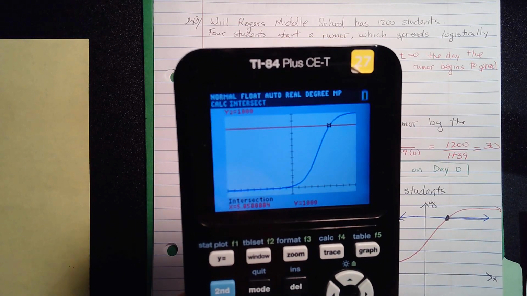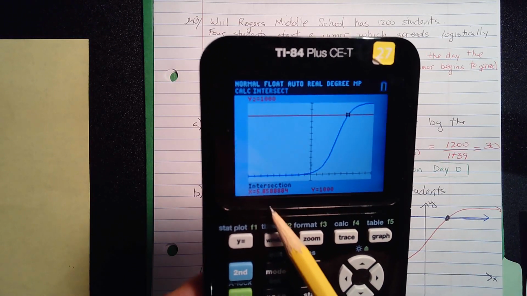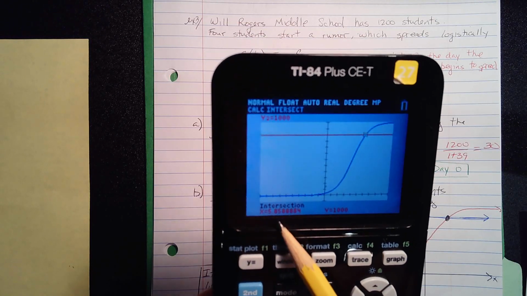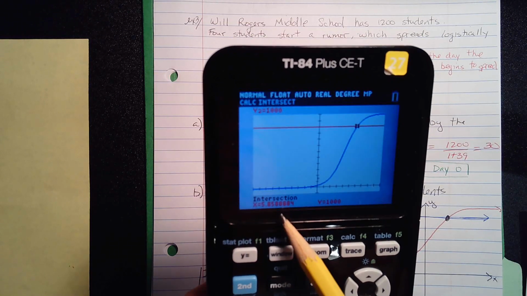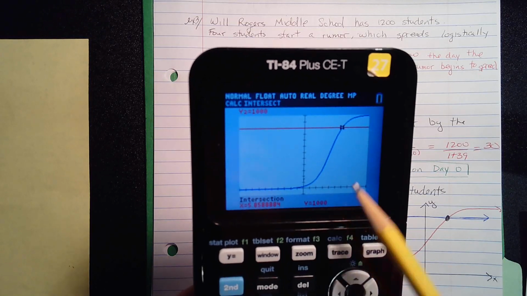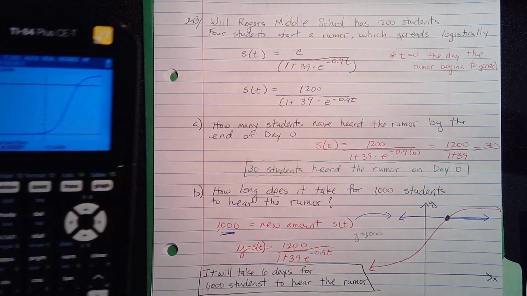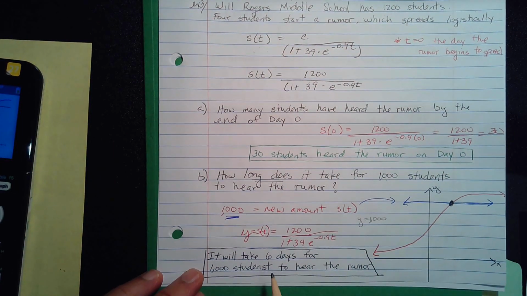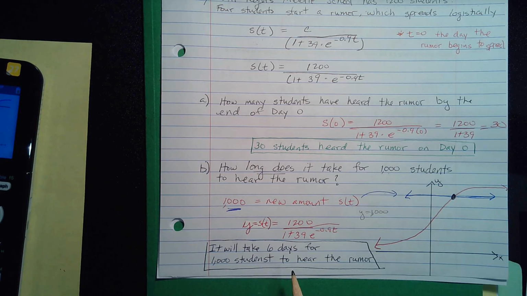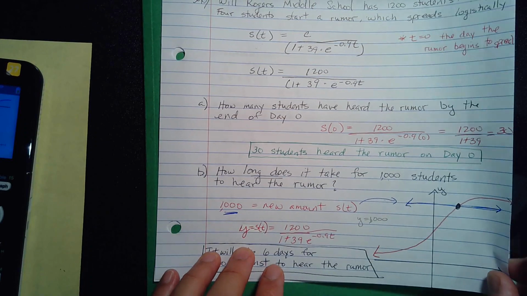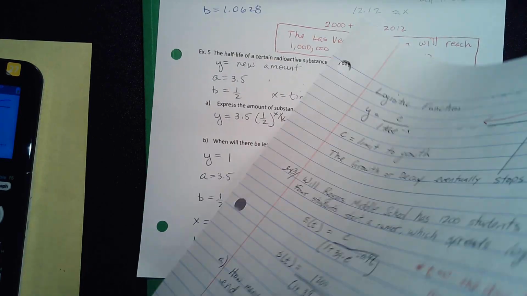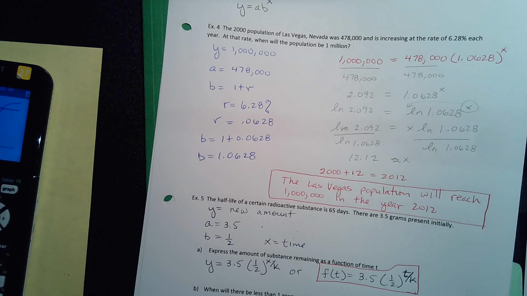Hit enter. And now it says the intersection is going to be 5.858, comma 1,000. So remember, x represents your t. So it will take 6 days, because it was 5.858, so we'll just say 6 days for 1,000 students to hear the rumor. All right, so that's example 3. Let's move on to example 4.